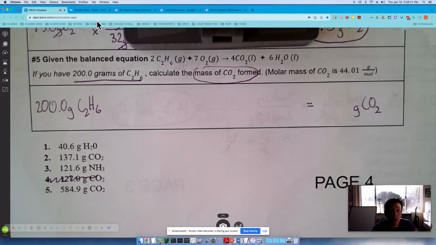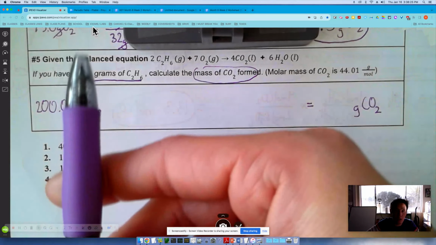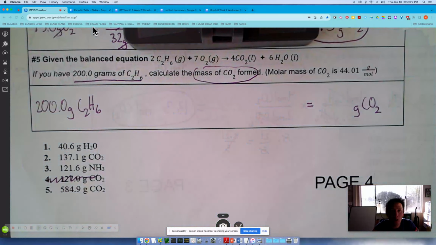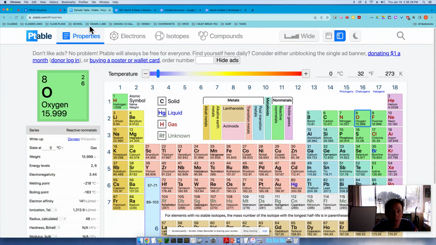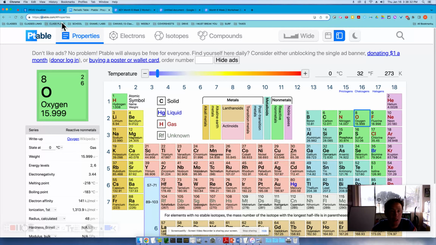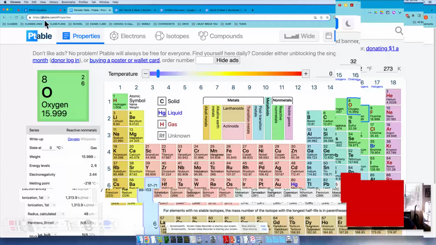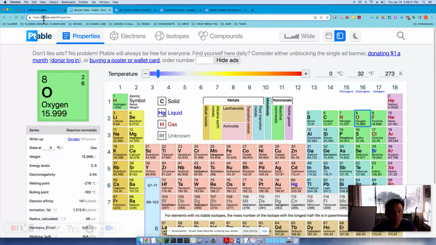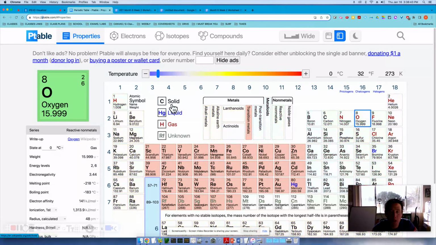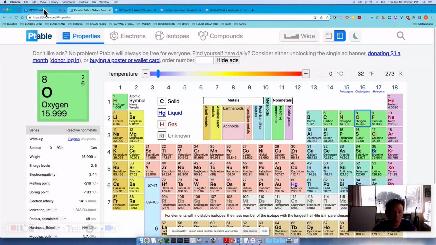We need the help of a periodic table, which I have right here. I have a tab open for a periodic table. I like using ptable.com, the letter P. I don't know if you guys can see that. Uh-oh, I'm frozen here. Okay, ptable.com.